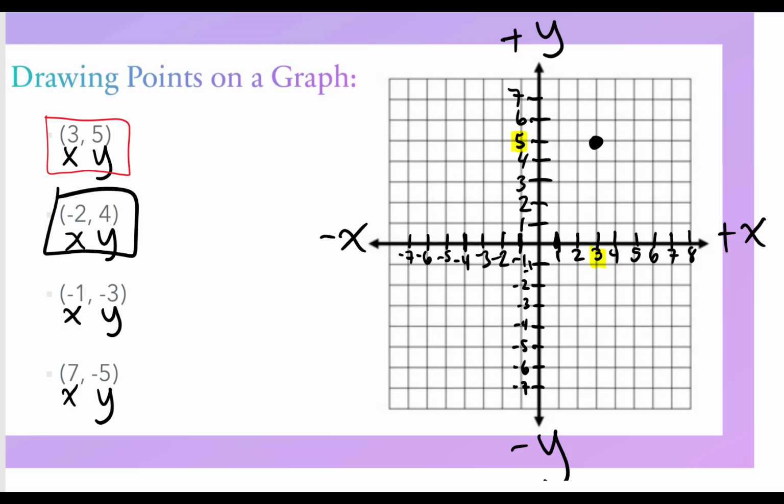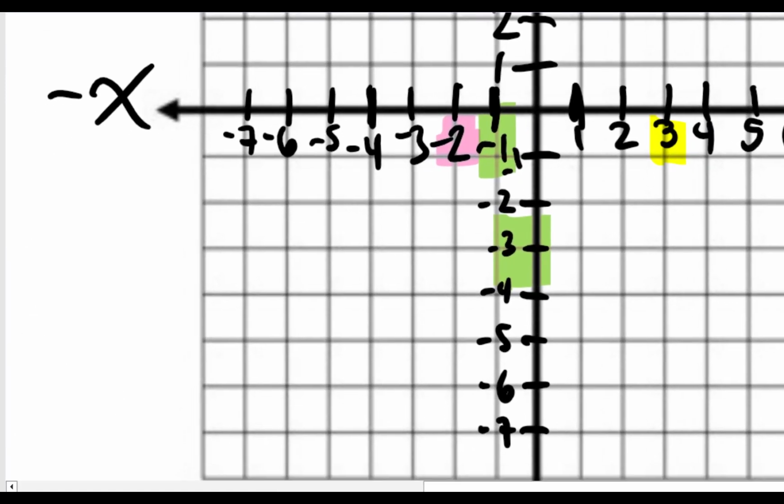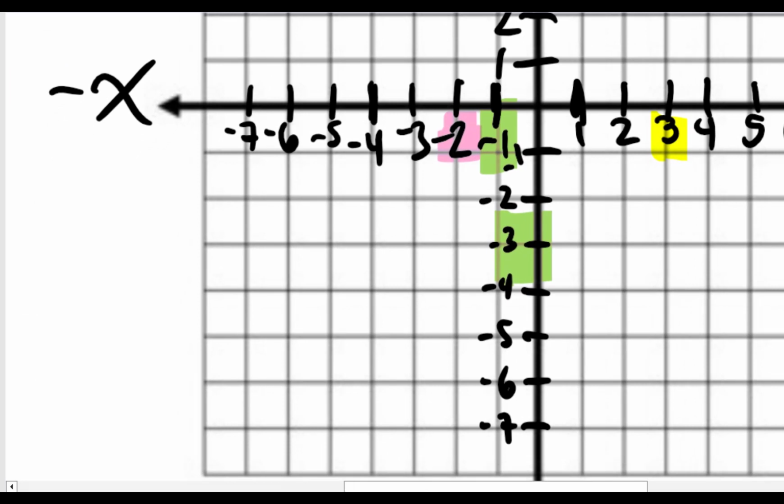Negative 2, 4 is negative 2 and positive 4. So the intersection is here. All right, the next one we're going to do green. That is negative 1 and negative 3. That means that the point is here.